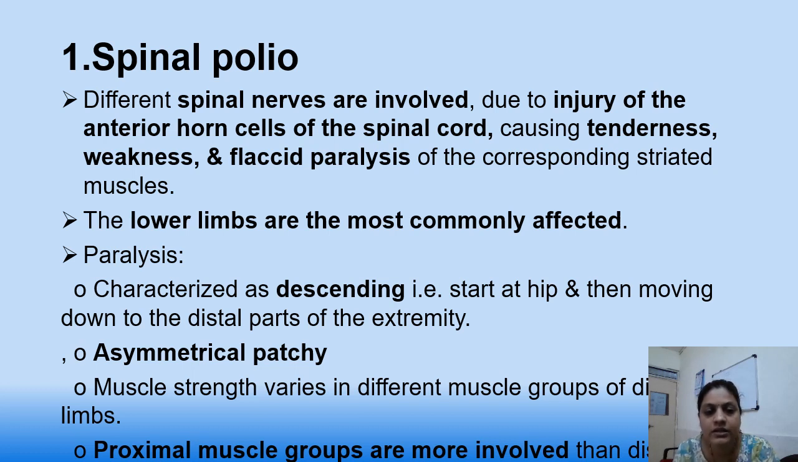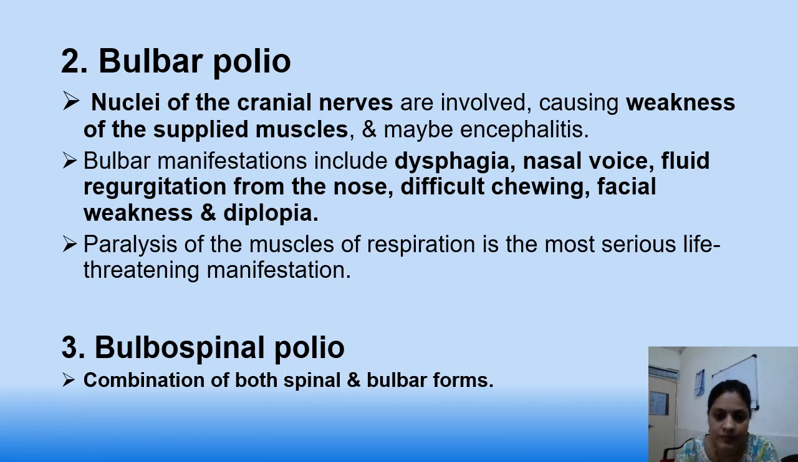It's an asymmetrical patchy paralysis. There is a variation in both the lower limbs. Lower limbs are most commonly affected. It is a paralysis from proximal to distal. Proximal muscles are more involved, and the muscles are involved in patches or in groups. So it is not symmetrical, or it is asymmetrical in both the limbs.